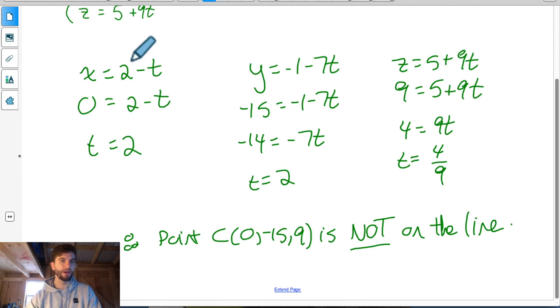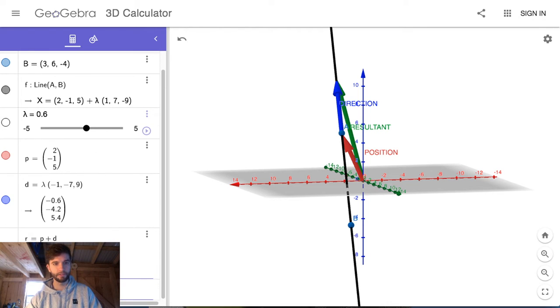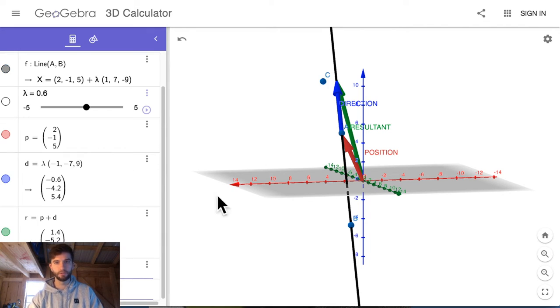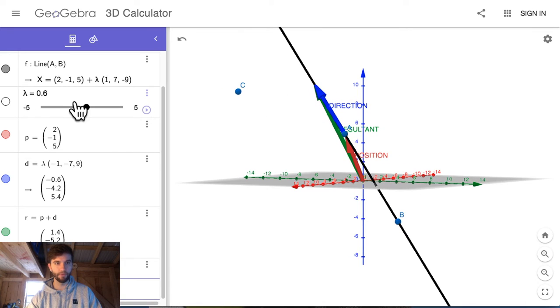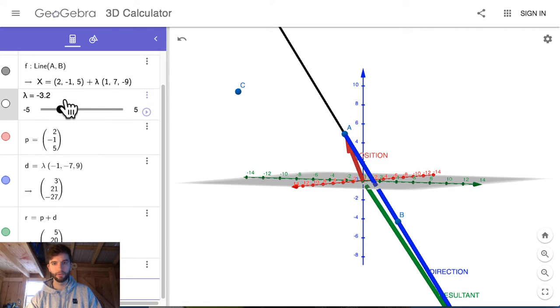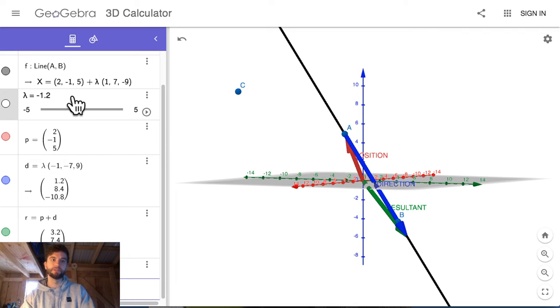So let me just plot that point in GeoGebra just to show you that it's not on the line. So it was the point 0, negative 15, 9. Let me just plot that. So there's that point right there, point C. Notice it is not on the line. So there is no scalar multiple of the direction vector I could use to get me to that point. The resultant vectors are always on the line, so I can't get to point C. That's why we got different values for t.